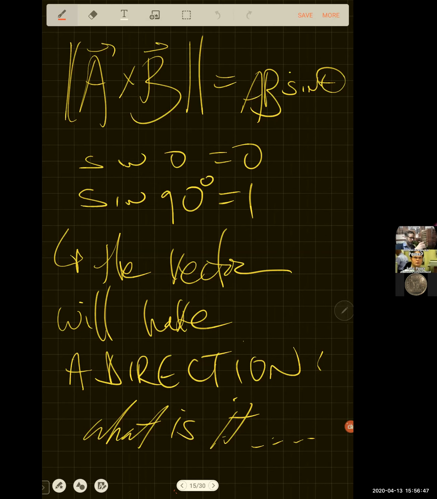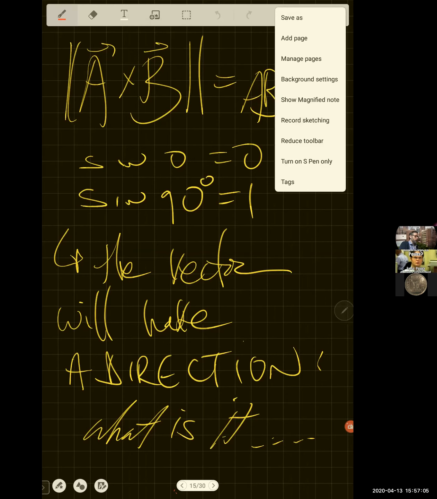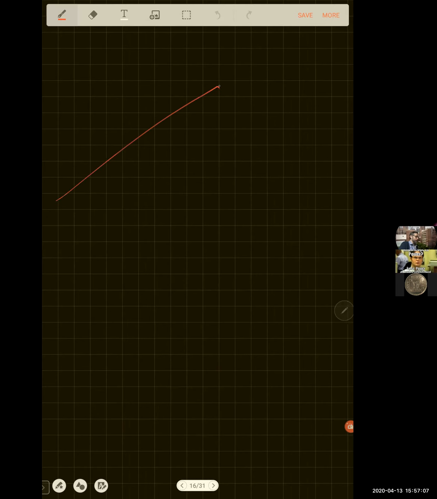Here, the cross product of two vectors A and B is a vector. So the magnitude of that vector is AB sine theta, but that's not our whole answer because it's a vector, so we still need to get the direction of it. So what is the direction? If we have any two vectors, A and B, and we want to know their cross product, so here's A, and here's B, okay, two vectors A and B.